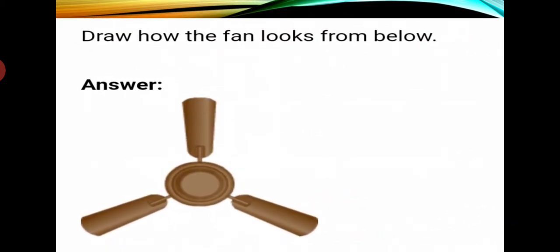So the first question given in your book on page number 52. Draw how the fan looks from below. So you look at your fan from below, think it and draw it in your notebook. If there is any doubt, you can look in the slide. You can look at the picture of the fan. Do it in your notebook. You have to draw the fan, how it looks from below. That view you have to draw in your notebook.